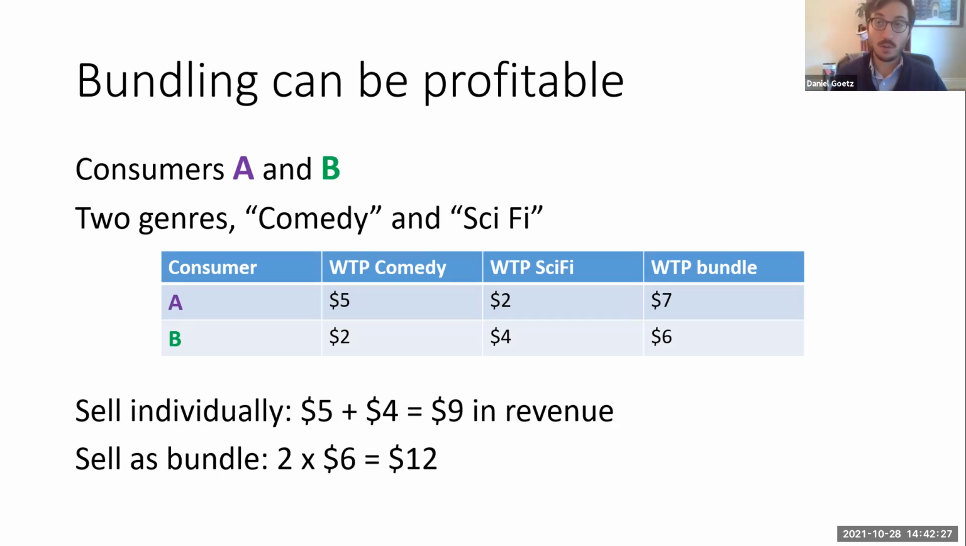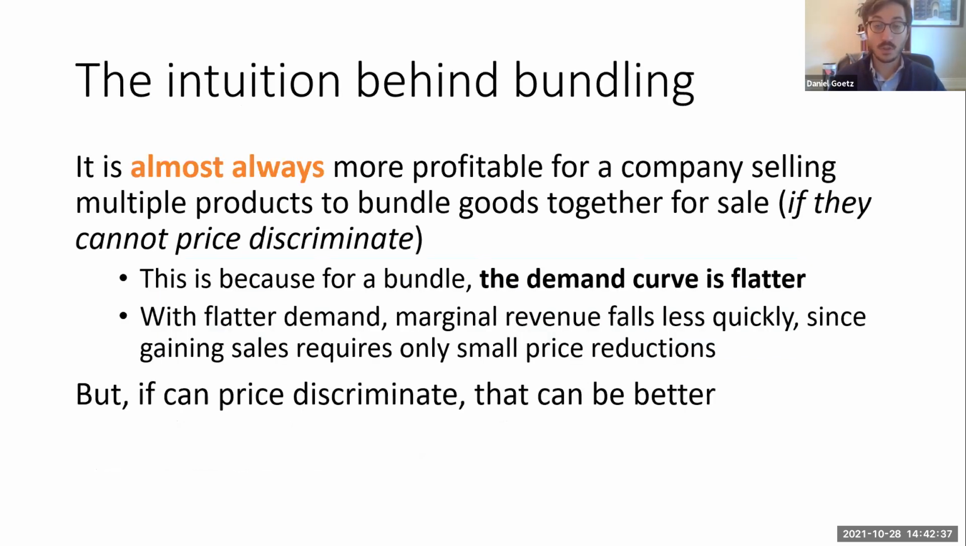Now, is this general? Or did I just cook up some numbers? The answer is it's actually fairly general, that bundling is more profitable. It's almost always more profitable for a company selling multiple products to bundle if you can't perfectly price discriminate. If you can price discriminate, it's better to do that. But if you can't, if you have to set single prices for each of these products, better to bundle.